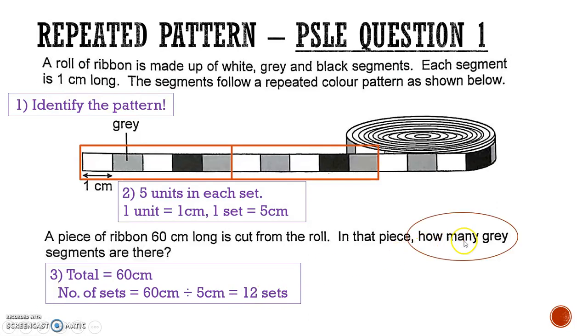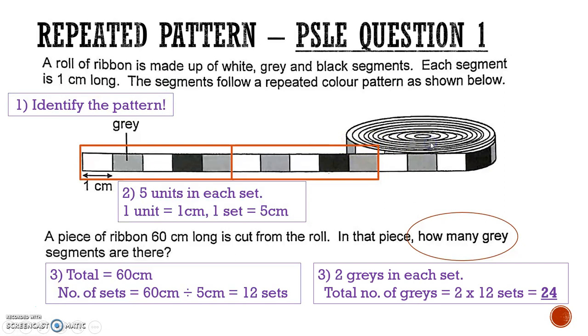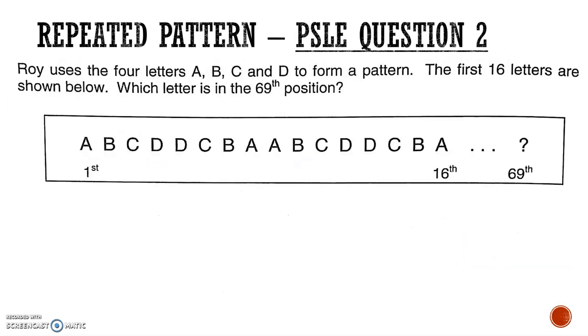Now look at the question. How many gray segments are there? And look at this. There are 1 and 2 in each set. So the total number of gray segments will be 2 times 12 sets, equal to 24 grays. Did you get this right? Let's try another question. Now again, press the pause button and try to solve it yourself.